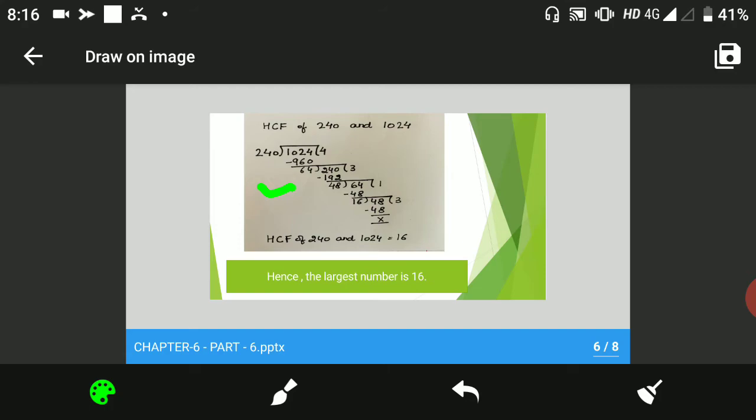Then we divide it. And now 48 will be the new dividend. It will come inside. Now 16 twos are 32 and 16 threes are 48 and 16 fours are 64. So which number is closer to 48? 48. So 48 comes in the third position. So 3 will come as a quotient and 48 will come down below 48. You will subtract it and the last divisor will be the HCF of 240 and 1024, and that will be 16. And then we write a hence line. Hence the largest number is 16.